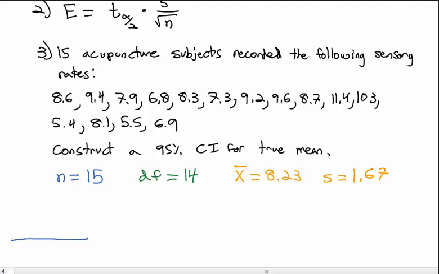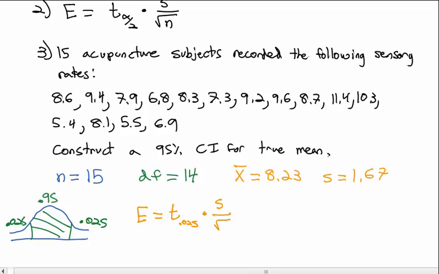So again, very similar to what we did before. We want to calculate a 95% confidence interval. We want 95%, 0.95 in the middle, which means 5% for the outside, divided by 2 is 0.025. 0.025 for each. So the error is t sub 0.025, that's the amount we want in the tail, times the standard deviation of the sample, divided by the square root of n.